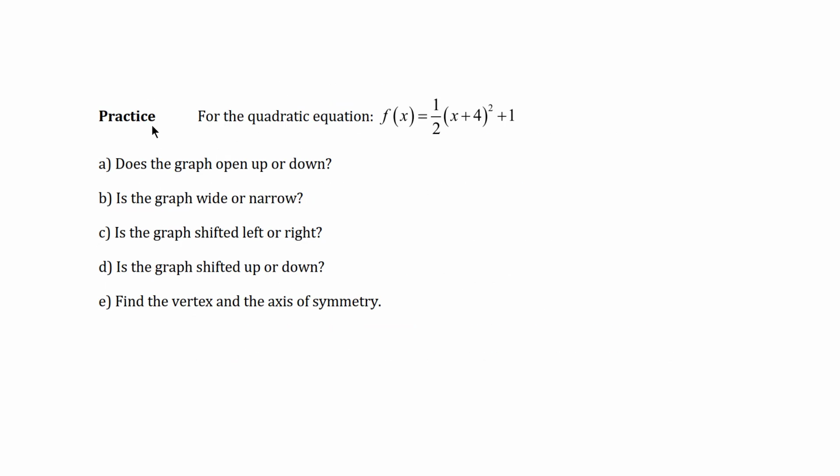Next, we have a practice problem. For the quadratic equation f of x equals 1 over 2 times the parentheses x plus 4 squared plus 1, answer the following. For part A, does the graph open up or down? For part B, is the graph wide or narrow? For part C, is the graph shifted left or right? For part D, is the graph shifted up or down? For part E, find the vertex and the axis of symmetry. Alright, so go ahead and pause the video, try out these problems, and then check back with the video to see the solutions.